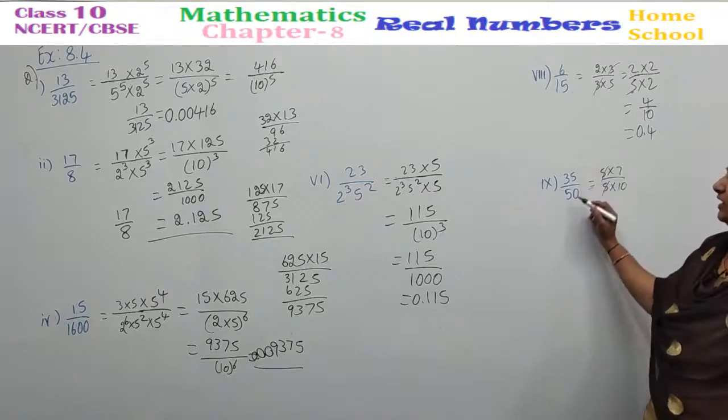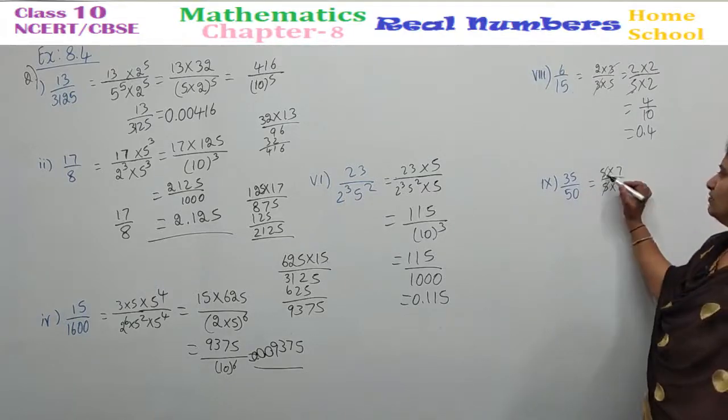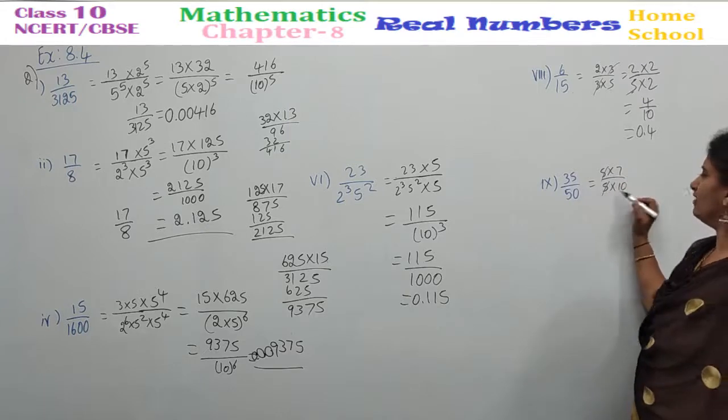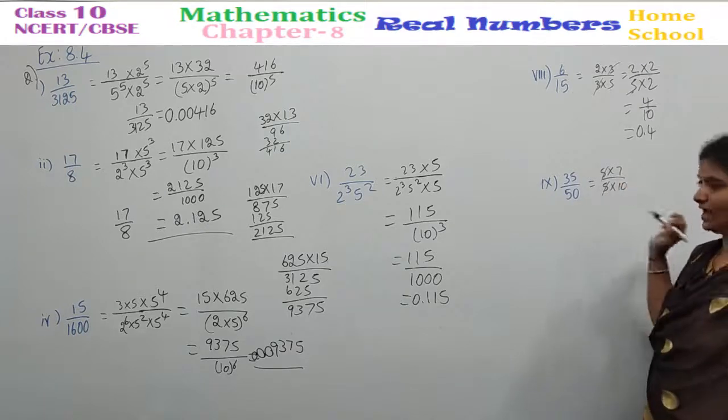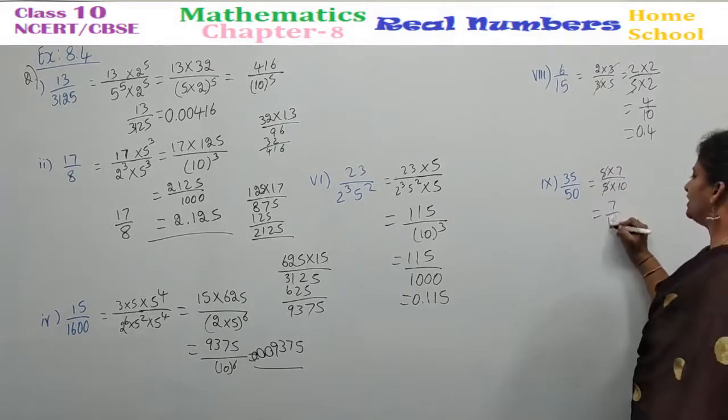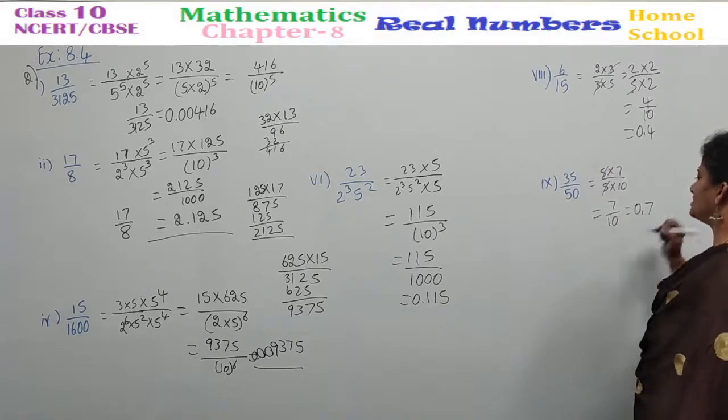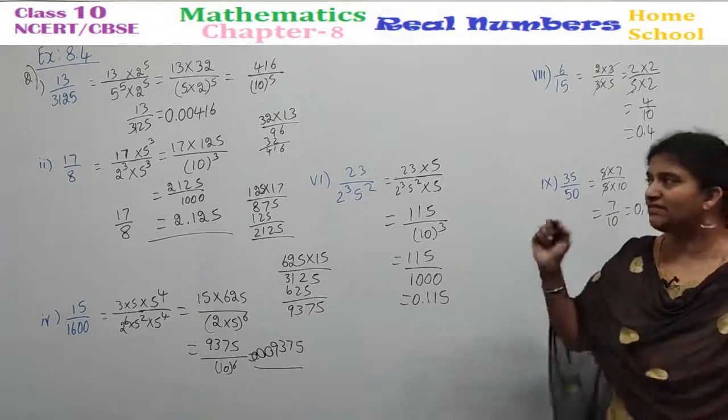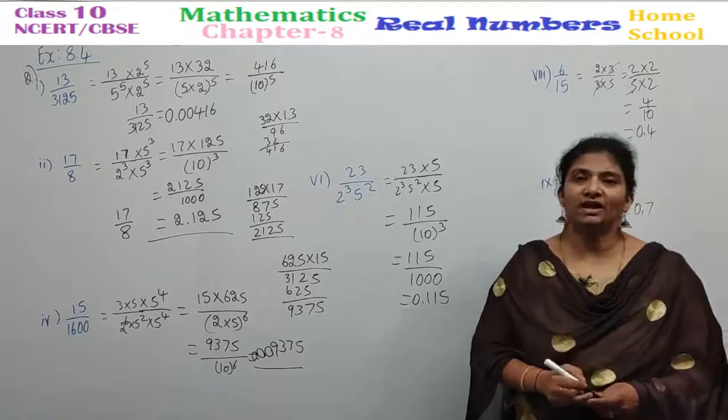Ninth one, 35 by 50. 5 into 7 and 5 into 10 we have done, 5 cancel. It will be 7 by 10. Directly you can write it as 0.7. This is the way we need to convert decimal expansion.